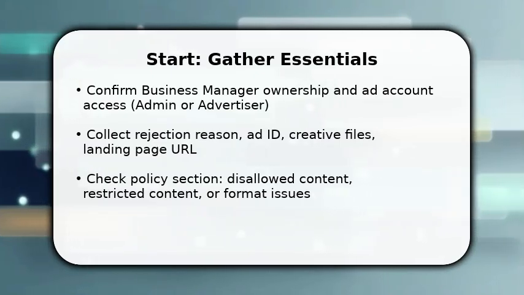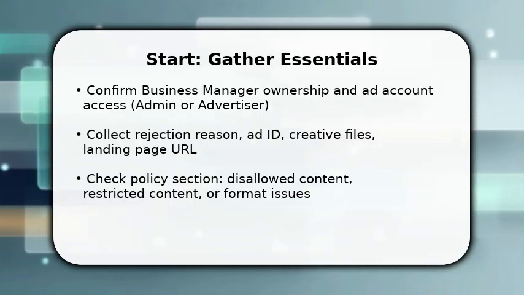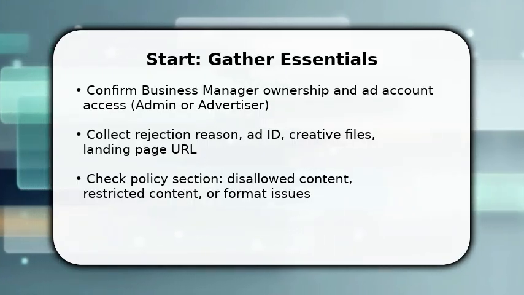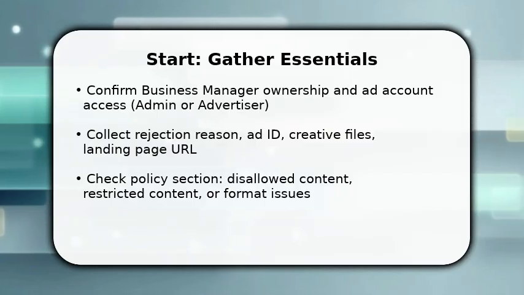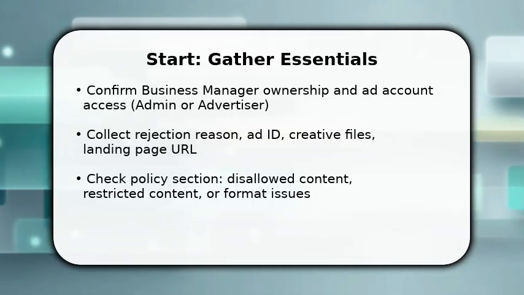Pull the rejection reason and the ad ID, then verify you have admin or advertiser access in Business Manager. Once done, download the creative and capture the landing page URL so you can compare elements against the policy. Make sure to note whether Facebook flagged content, targeting, or destination issues. This lets you prioritize fixes.